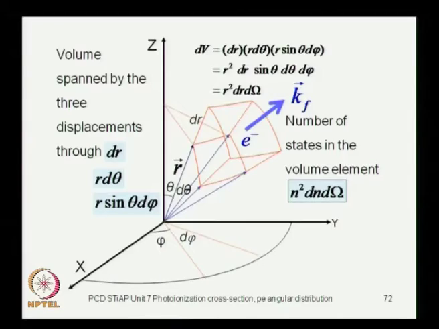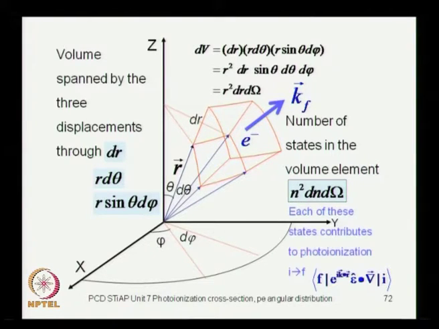So, the number of points that you are really talking about, the number of states which belong to this volume element, will be not r square dr d omega, but n square dn d omega. That is the number of states which are available for this transition, and each of these will contribute to photoionization corresponding to the same matrix element, because they all have the same physical energy. So, they are all degenerate processes, and they will actually augment the differential cross section.